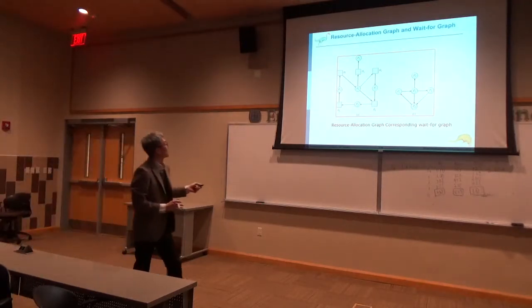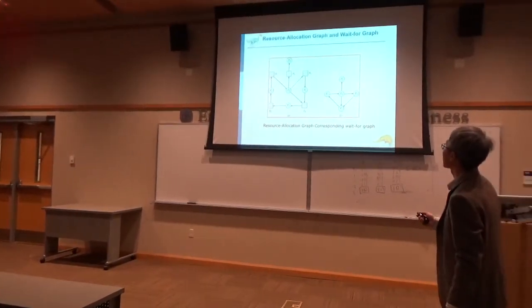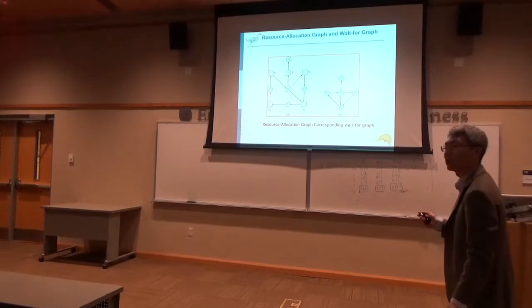So, for example, this is a current process state using the resource allocation graph. Is this a deadlock or not?